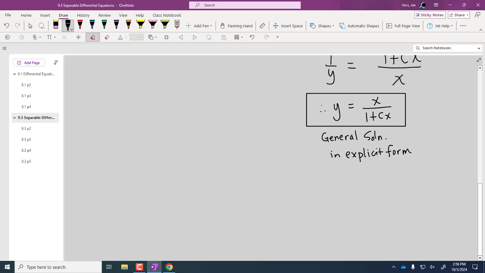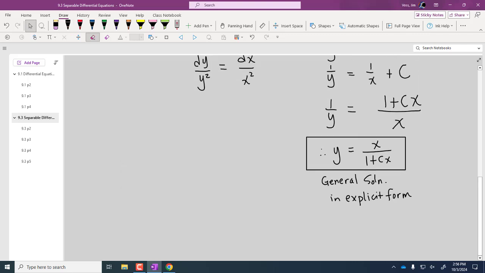So we always solve for that y if we can. If we can isolate y, we do it. It's not always possible.